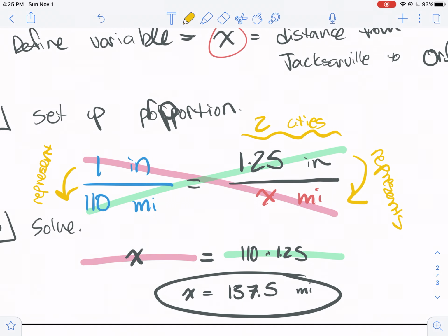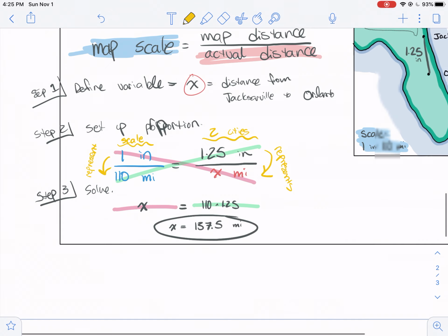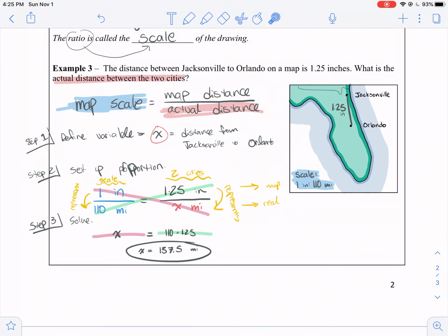And this represents just a regular scale on the map. And then across the top, we have map distances, and across the bottom, we have real life distances. So those measurements need to line up. They need to be in pairs with their corresponding buddies. Okay, awesome. We have one more left to go.